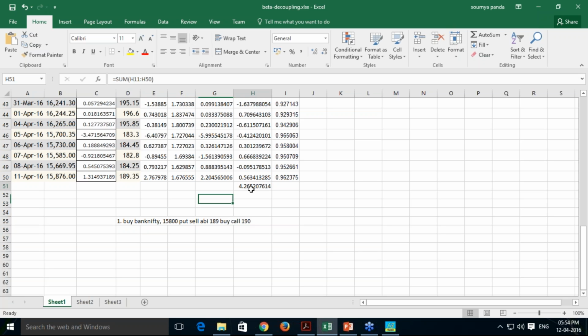After you get this particular result, yes, this decoupling value is 4.26, and this is the Bank Nifty and this is the SBI. Here is a very important part of this particular method. Look into these two instruments.